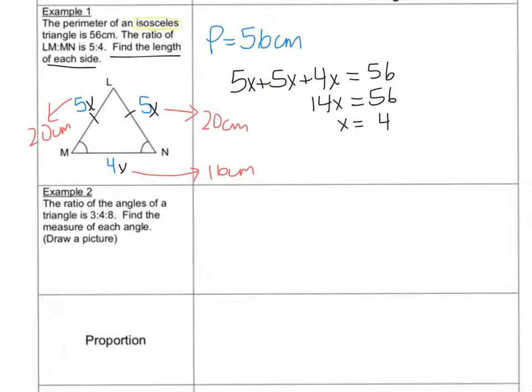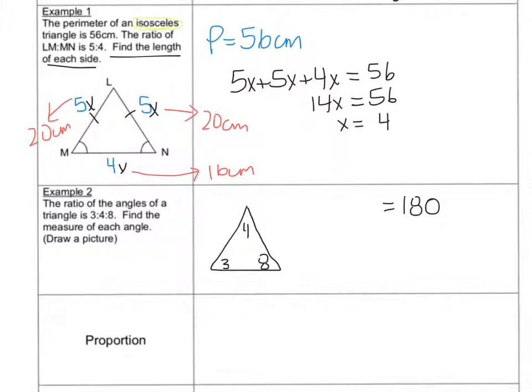For this problem, it says the ratio of the angles of a triangle is 3:4:8. Find the measure of each angle and draw a picture. So we can draw this. Let's imagine we have a triangle, and I know that the angles are in a ratio of 3:4:8. Okay, so here's one possibility. This angle could be 3 degrees, this angle could be 4 degrees, and this angle could be 8 degrees. Well, that's not going to work because I know that the sum of the angles should be 180 degrees.